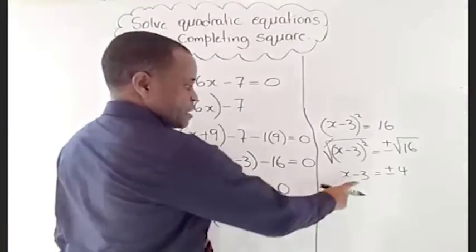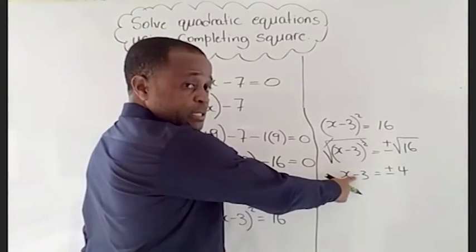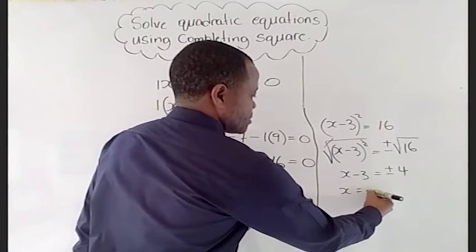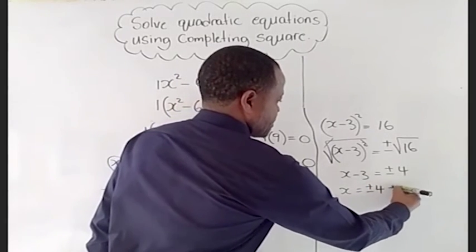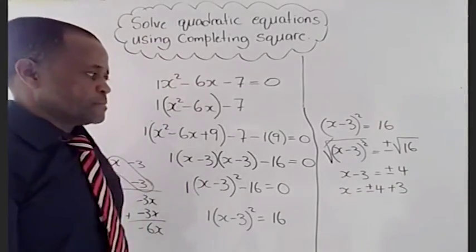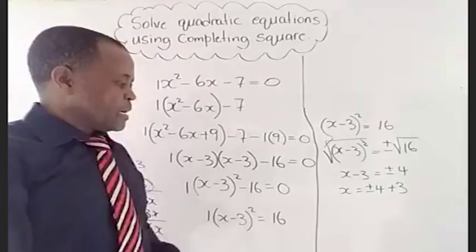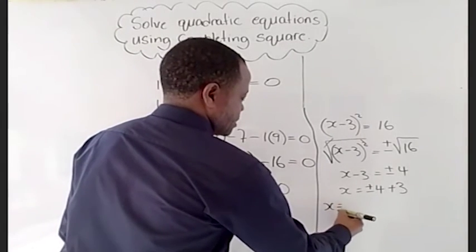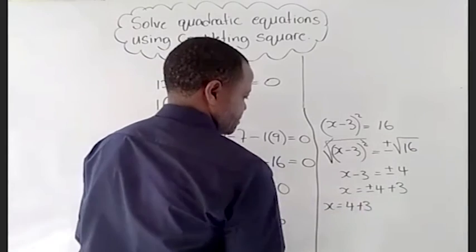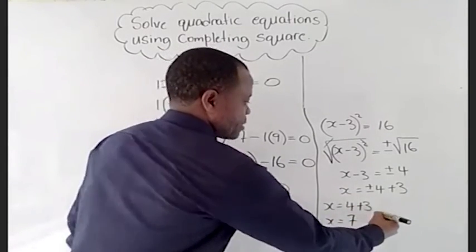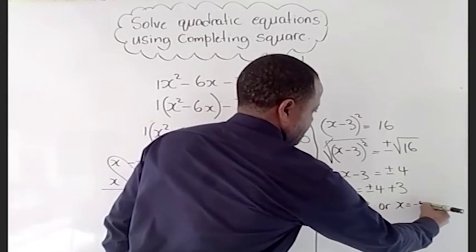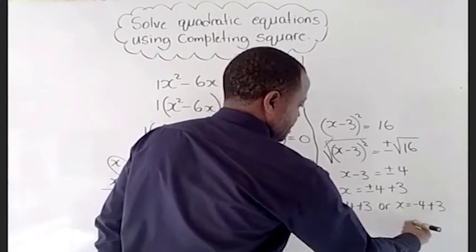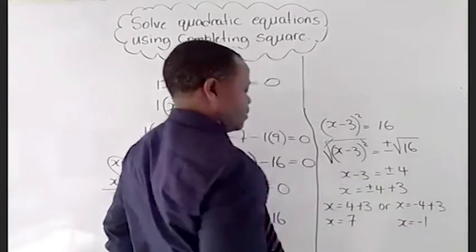The last thing to do here is to get rid of this 3. Since we're subtracting it here, we're going to add it to both sides. So we end up with x is equal to positive or negative 4 plus 3. Again, we go ahead and we separate these signs and work them separately. So it's going to be x equal to positive 4 plus 3. In this case, x is going to give us 7. Or x is equal to negative 4 plus 3. In this case, we owe 4, but we have 3. So x is going to equal negative 1.